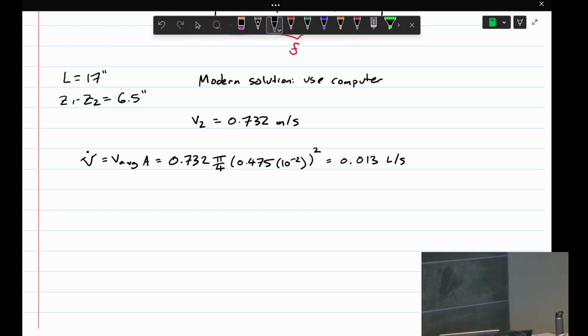You cannot bring something like this into an exam, no. Okay, any other questions about this?